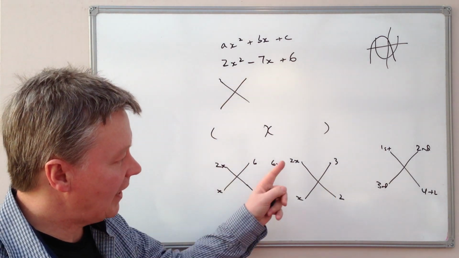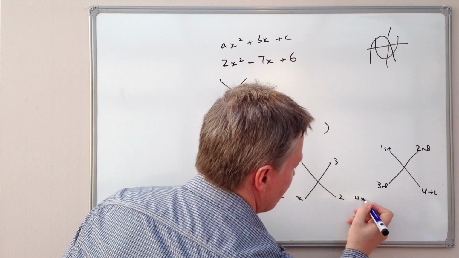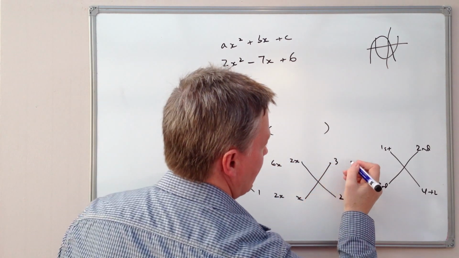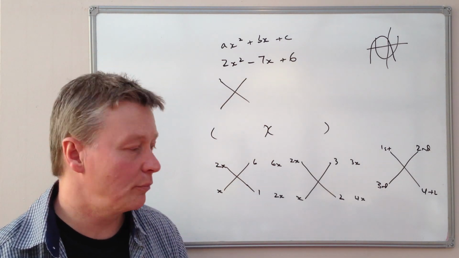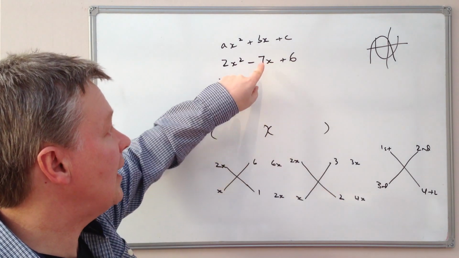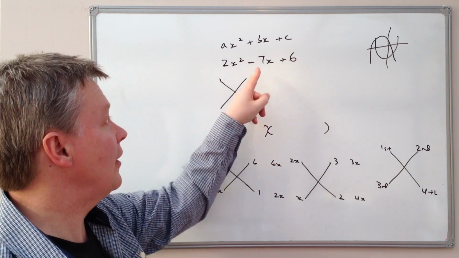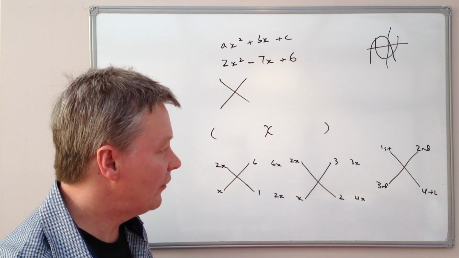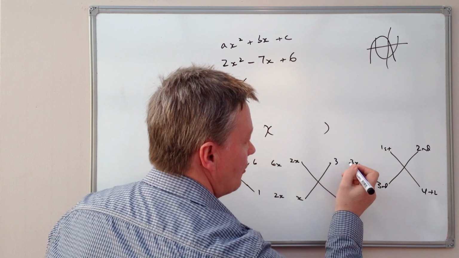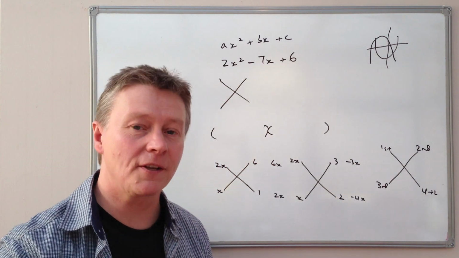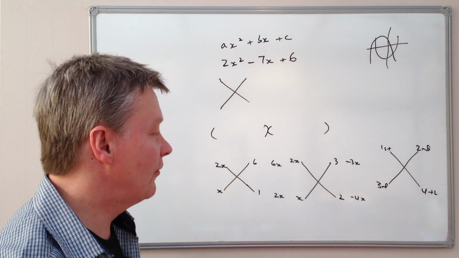Okay, well, again I'm going to multiply across, so 2 times 2x is 4x, and 3 times x is 3x. Okay, well that's looking a little bit more promising because 4x and 3x will allow me to make 7x. However, the difficulty I have is that I need to create minus 7x. Well, the only way I'm going to do that is to have minus 4x and minus 3x, because minus 4x and minus 3x will give me minus 7x. Okay, so that's going to work for me.